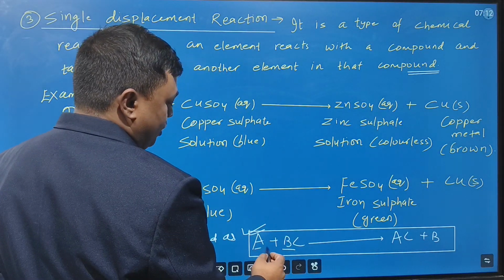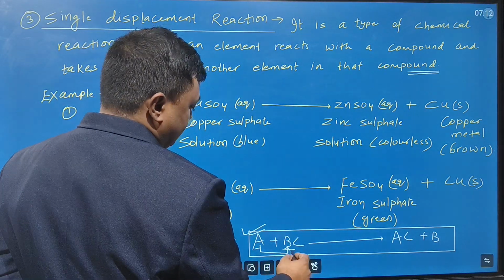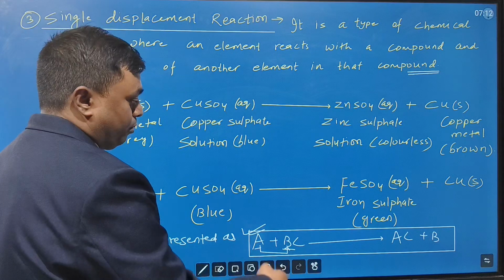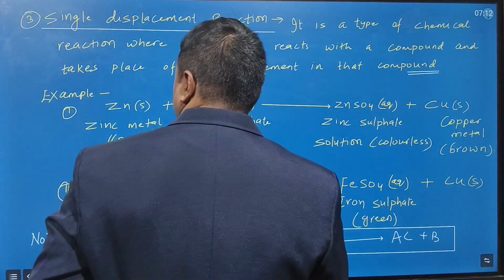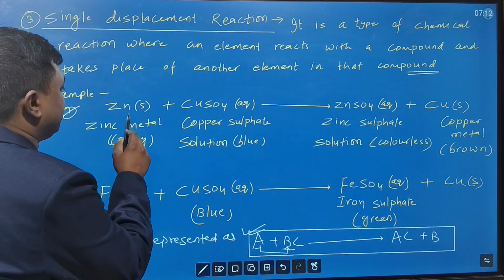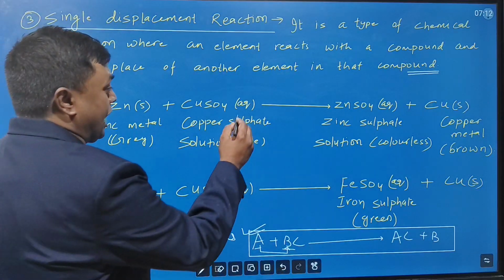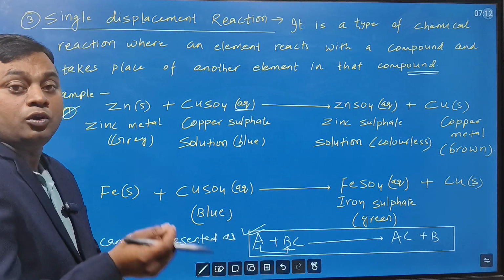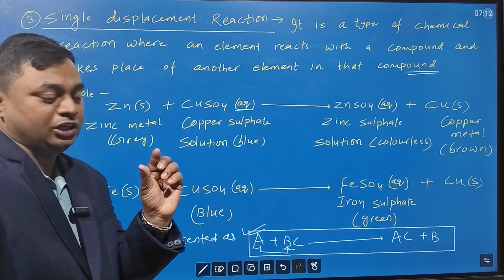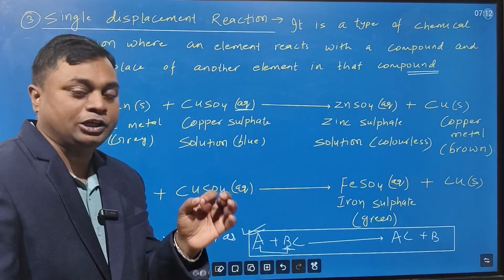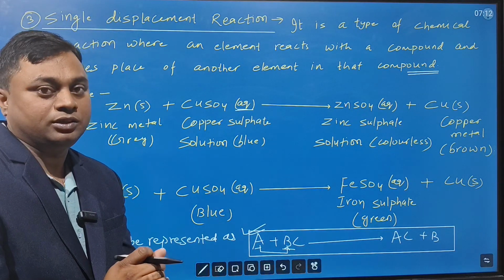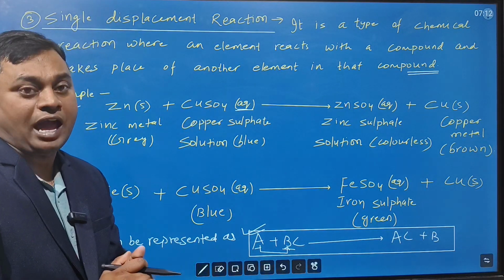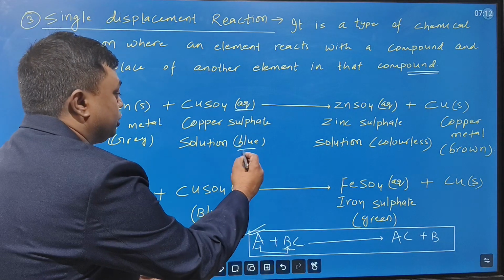So you can see A should be more reactive than B. Then only it can displace B from BC. Yes or no? For example, zinc reaction with copper sulfate, aqueous. Aqueous means what? Water solution. Okay, the copper sulfate salt we are taking and in a test tube we are dissolving in water. Okay, so we get a copper sulfate aqueous solution, which is a blue color solution.